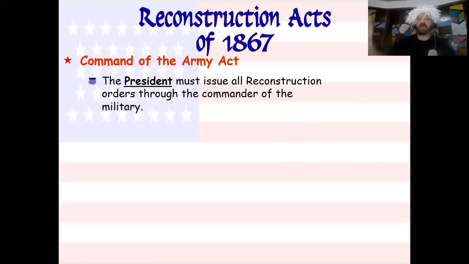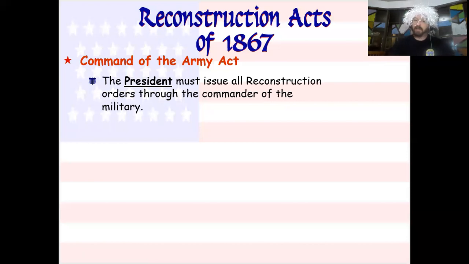Now remember, things have already been vetoed and then overturned. So at this point, Johnson really starts to lose a lot of presidential authority and power. They tell him that the president must issue all Reconstruction orders through the commander of the military. So he can't go outside of that. And remember, it is Congress who's really controlling what the military does. They're telling the military what to do. Now, this is superseding the presidential authority as commander-in-chief.